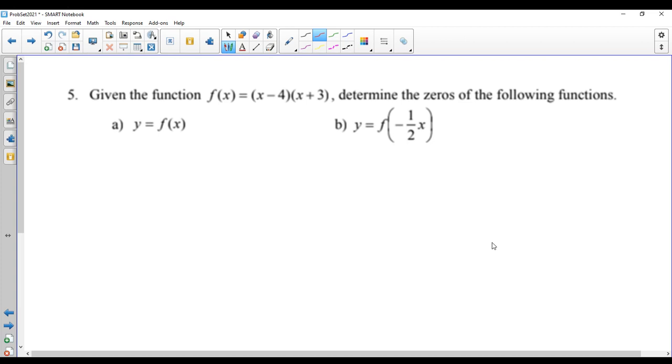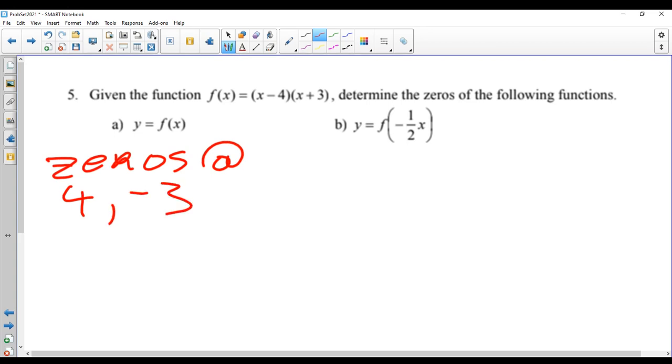Those are the zeros right there. Right? So the zeros for the first one, the original zeros, are at 4 and -3. That's where my zeros are. That's my starting point.